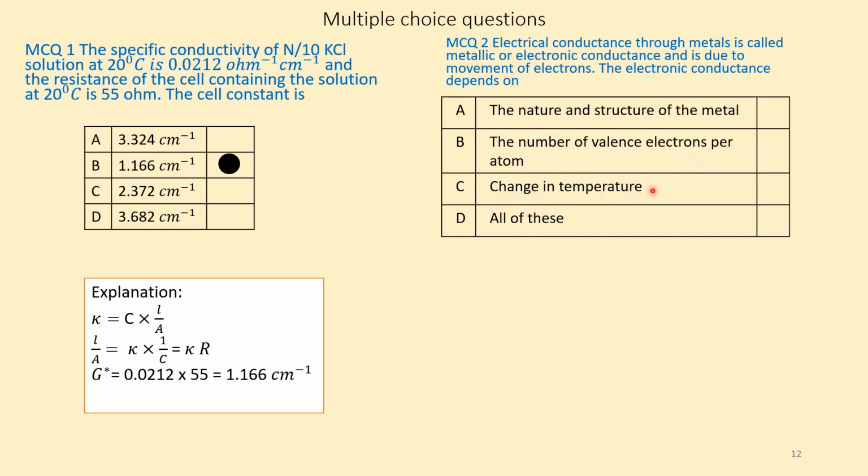Option C, change in temperature. Option D is all these, all the three above. So you please study it and mark your answer. Meanwhile, I will also give the explanation.